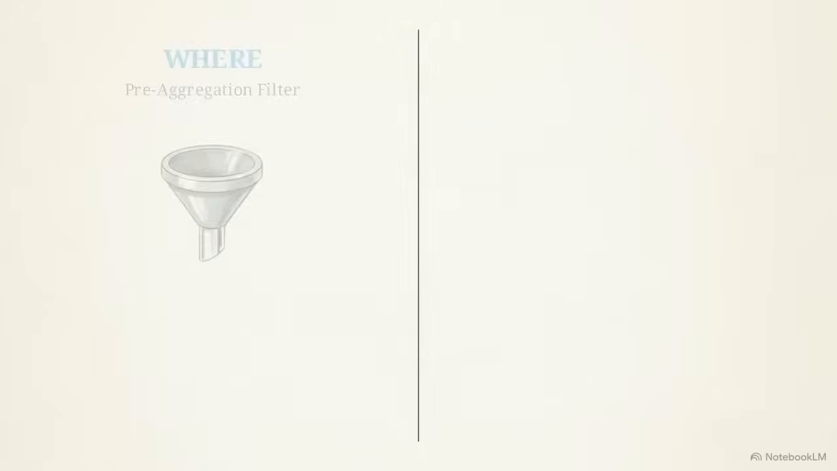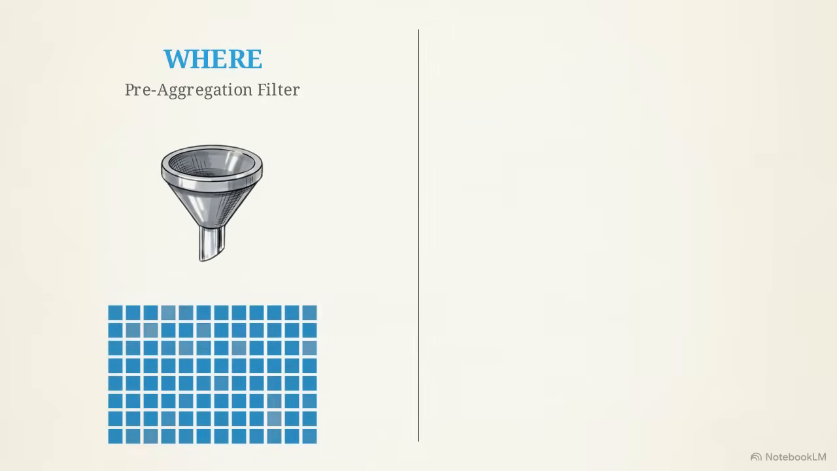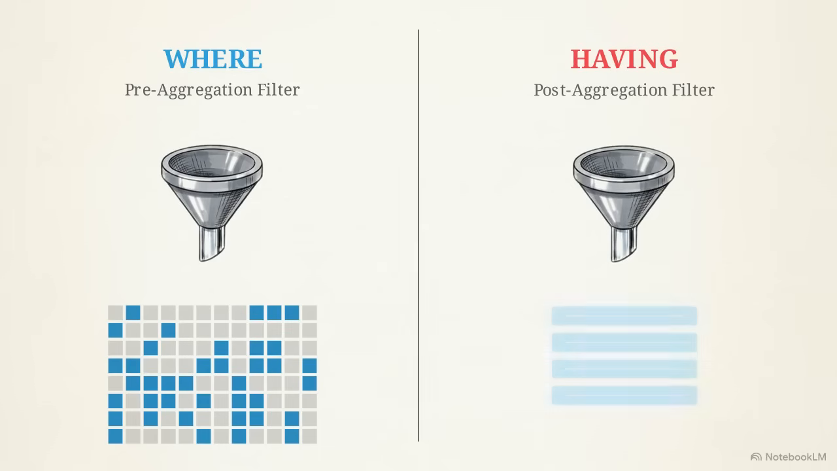This is a common failure point for beginners. It is crucial to remember the sequence of operations. Where filters your raw rows before they are grouped, while having filters the grouped rows after the math is done.